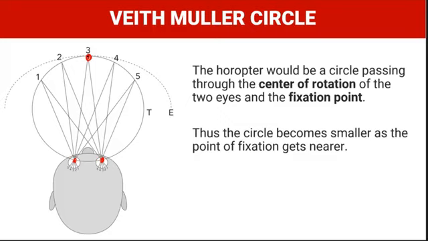Now, this circle actually becomes smaller if the point of fixation gets nearer. So, suppose this was the fixation point and there was an object over here, then definitely your horopter will also become smaller. So, as you approach closer to the fixation point, the circle gets smaller. The circle over here is known as the Wieth-Muller circle after the scientists who actually discovered this. And we can also say that the horopter basically gets smaller, right?